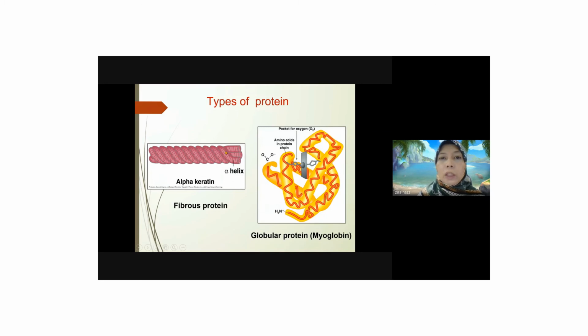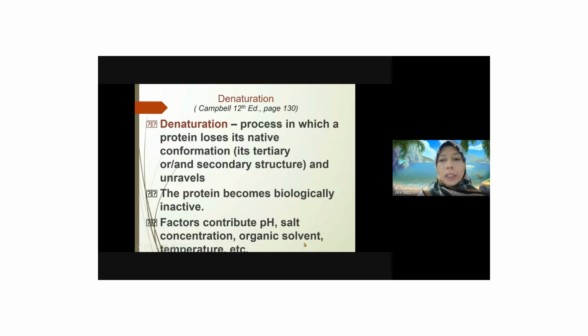So this is a figure that shows the types of protein. For fibrous, an example is keratin, and for globular protein, an example is myoglobin. You can see the difference between myoglobin and hemoglobin. Myoglobin consists of just 1 polypeptide, but hemoglobin has 4 polypeptides. So this is 1 polypeptide, and there's 1 heme component with an iron atom for the oxygen to be loaded here.